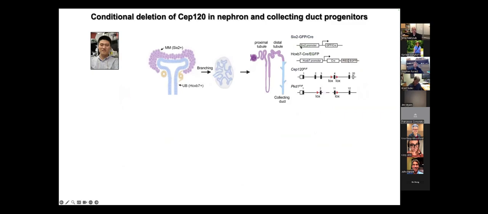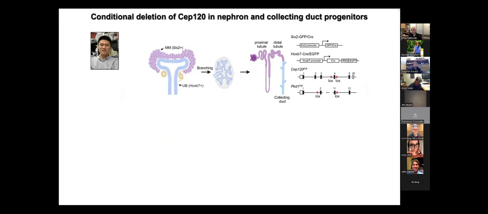So we used the Six2-Cre and HoxB7-Cre to knock out the mesenchyme or the UB progenitors, respectively. These are both developmental Cre models, so these are not inducible. They will get knocked out developmentally when these Cres are normally expressed based on the promoter. And so we crossed them separately to the CEP120 flox mouse. And just as a comparison, we also crossed them to PKD1 flox to disrupt ciliary signaling in the same two progenitor populations.